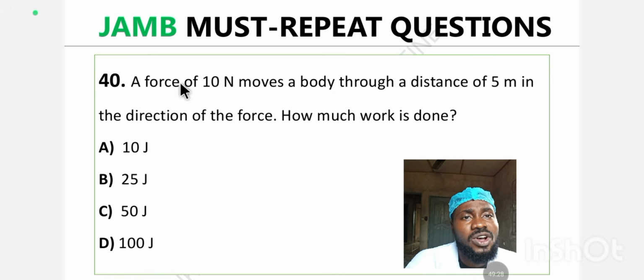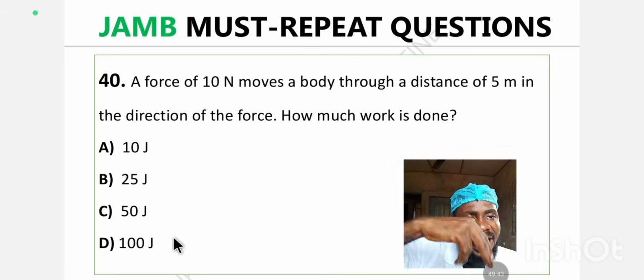Question 40. A force of 10 Newton moves a body through a distance of 5 meters in the direction of the force. How much work is done? A. 10 joules, B. 25 joules, C. 50 joules, D. 100 joules. Drop the answer in the comment section.